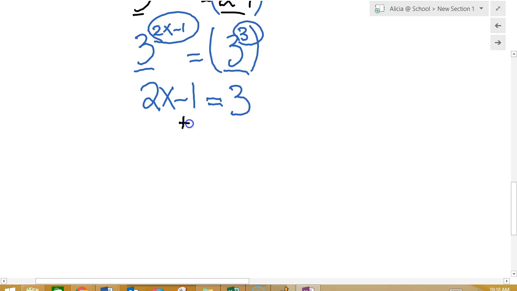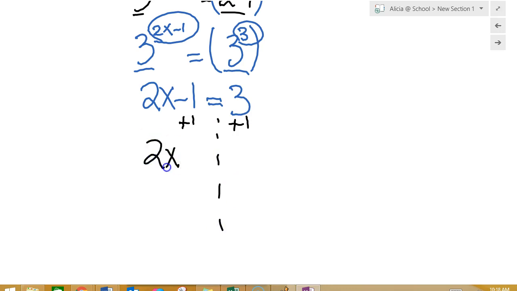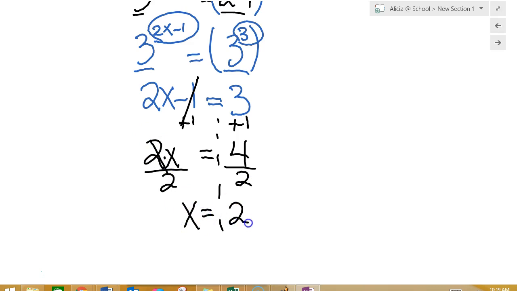Do the opposite operation, so I'm going to add 1 on each side. Again, if you need those dotted lines, you can bring those down. So 2x negative 1 plus 1 is a 0. 3 plus 1 is 4. I am multiplying 2 times x, so I do the opposite operation, which is divide by 2. X then is going to equal 2. And I'm going to go ahead and check that answer in the original problem.